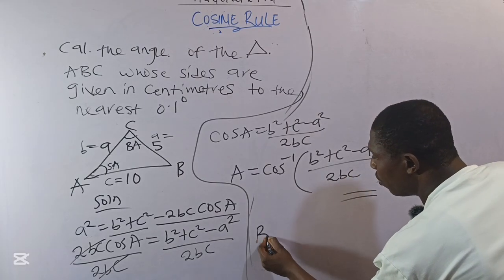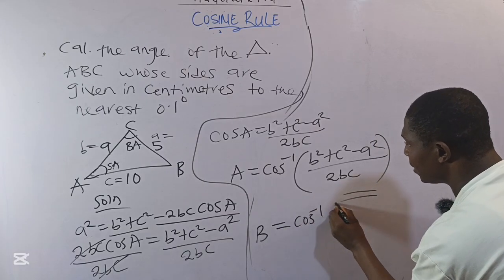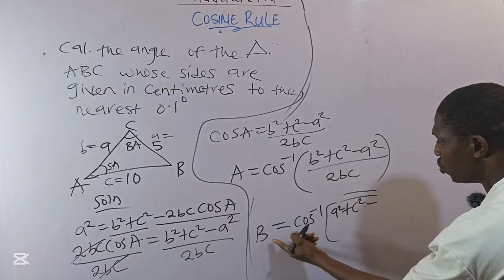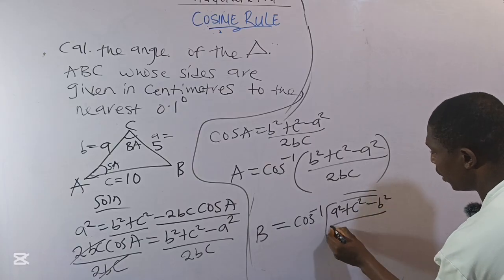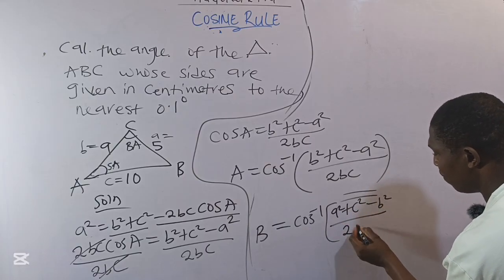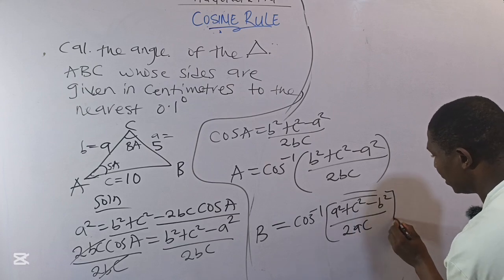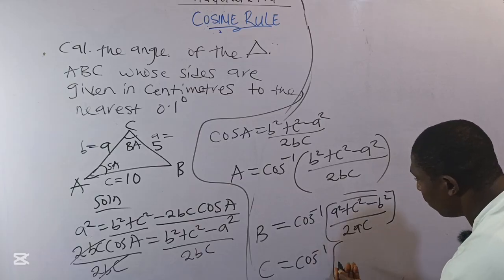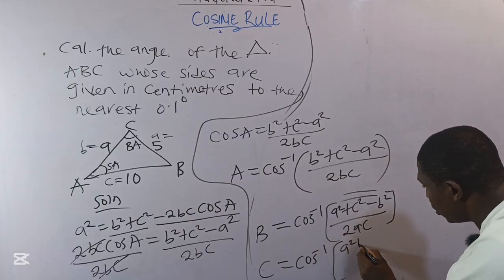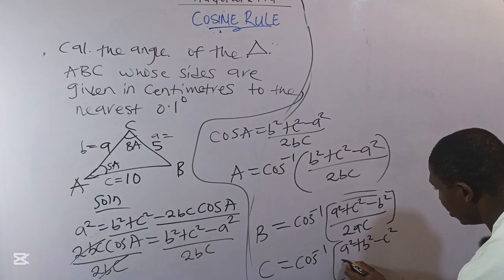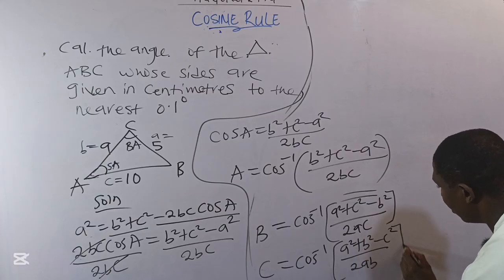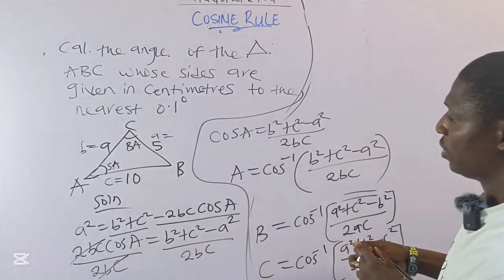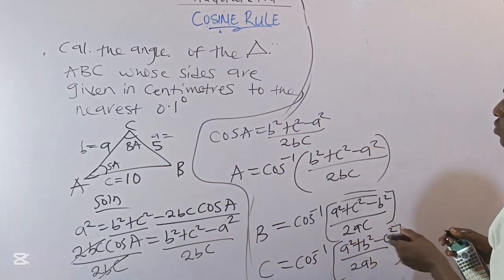In the same way, angle B will be equal to cos inverse of, since I'm talking about B, a squared plus c squared, you subtract b squared, small letter b squared, all over 2ac, you take 2 to multiply these two without the power. And that for C will be cos inverse of, I'm talking about C, so I have a squared plus b squared minus small letter c squared all over 2ab. So these are the three formulas we can use to get these three angles.